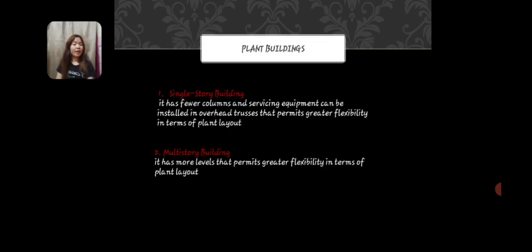Plant buildings. Ayan. Pag plant buildings, meron siyang dalawang uri. Next is single-story building. So, ano nga bang single-story building? Its fiber columns and the servicing equipments can be installed in overhead trusses and permits greater flexibility and turns in plant layout. Pag sinabi naman natin multi-story building, it has more levels that permits greater flexibility and terms in plant layout. So, pag sinabing single, isa lang. Pag sinabi naman multiple story, is more level nga siya.